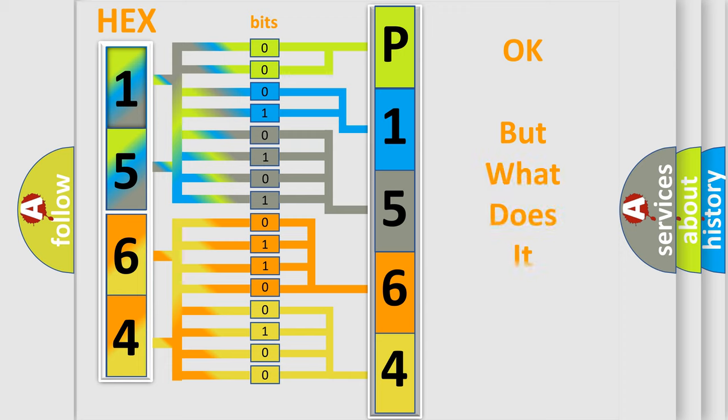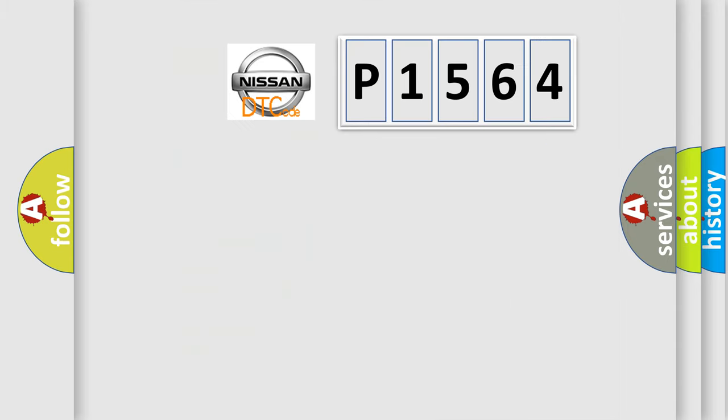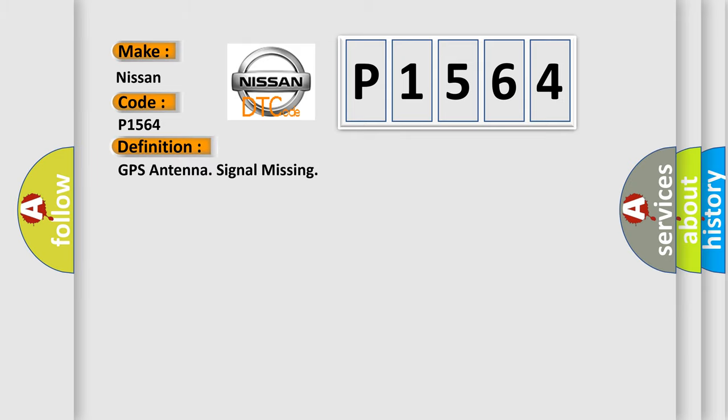The number itself does not make sense to us if we cannot assign information to what it actually expresses. So, what does the diagnostic trouble code P1564 interpret specifically for Nissan? The basic definition is GPS antenna signal missing.